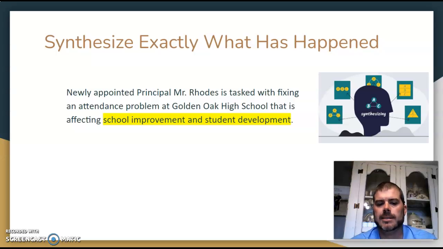Now we're going to synthesize exactly what has happened in a single sentence. Newly appointed principal, Mr. Rhodes, is tasked with fixing an attendance problem at Golden Oak High School that is affecting school improvement and student development.